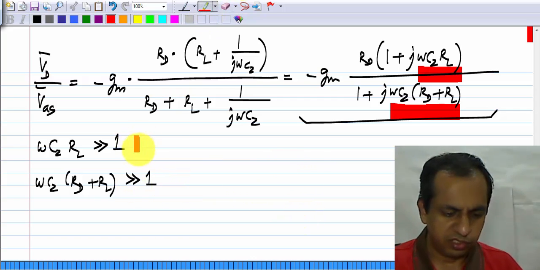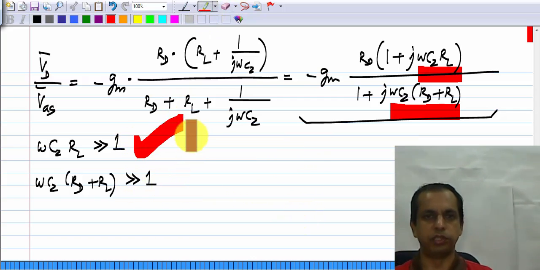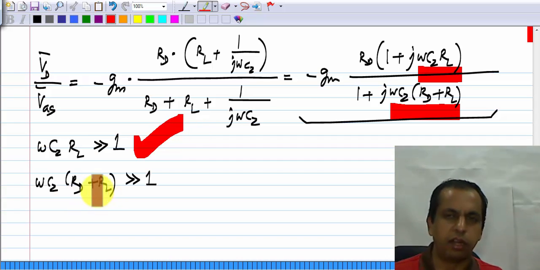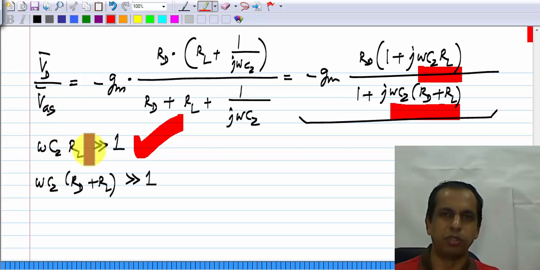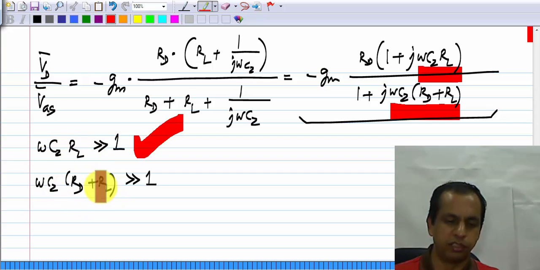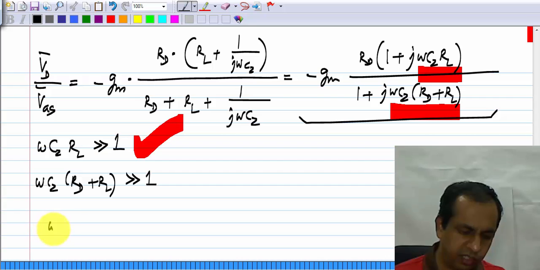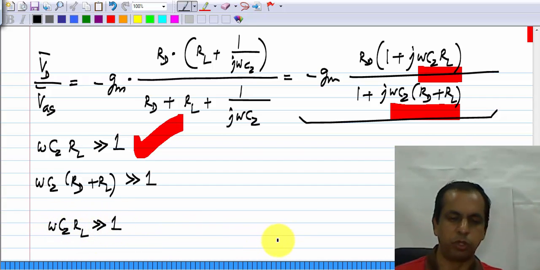And you clearly see that this is the stronger condition as far as C 2 is concerned. And if R D and R L are about the same magnitude, these two are about the same. If R D is equal to R L, this is 2 times that. So, it is not a big problem. But if R D is 10 times larger than R L, what can happen is you could satisfy this condition, not that one. So, typically on the output side, you try to satisfy this condition, that is omega C 2 times R L being much more than 1.